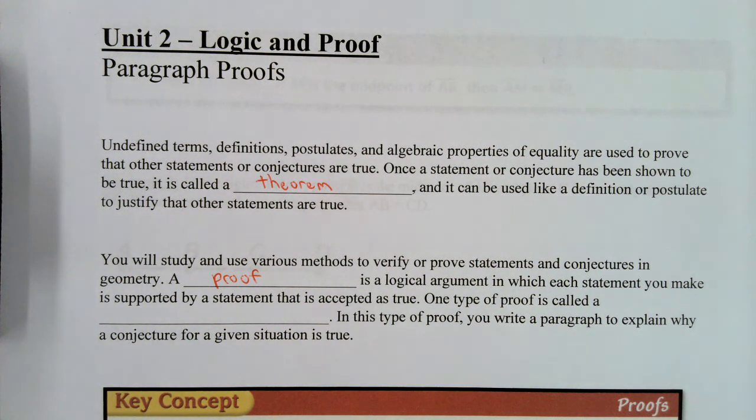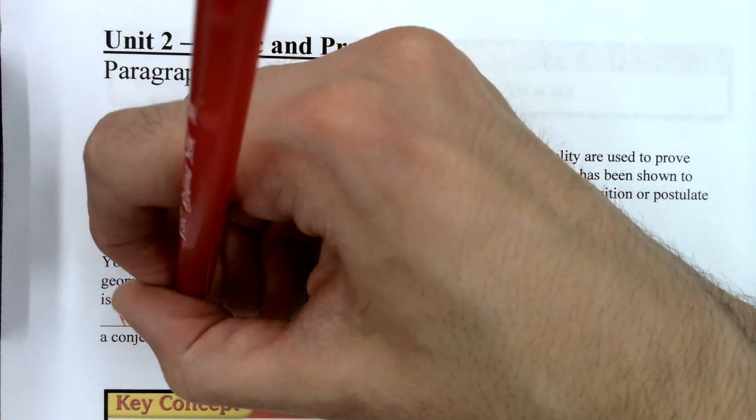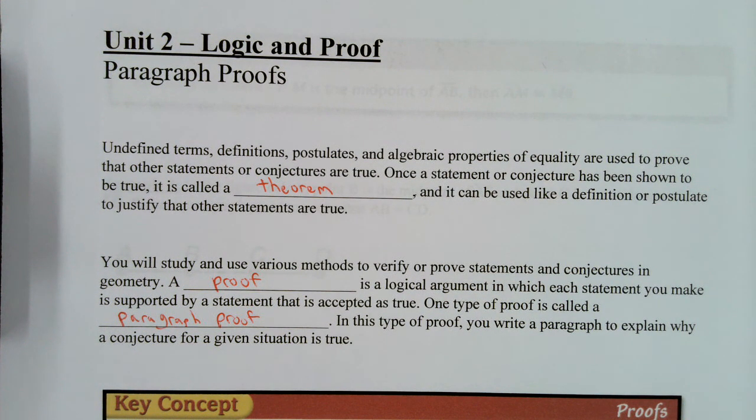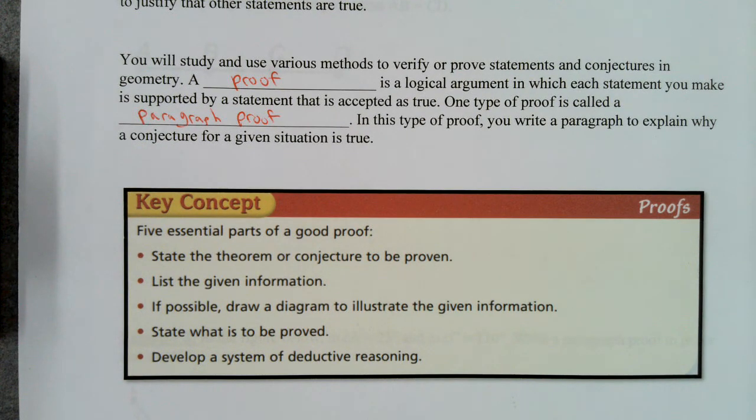And one type of proof that we're going to do today is called a paragraph proof. My least favorite one, but paragraph proof. In this type of proof, you're going to write a paragraph to explain why a conjecture for a given situation is true. So here are some key concepts for essential parts of a good proof. State the theorem or conjecture to be proven. List the given information. If possible, draw a diagram. Sometimes the diagram will be drawn for you. If not, you should always try to draw a diagram. State what is to be proved, and then develop a system of deductive reasoning.